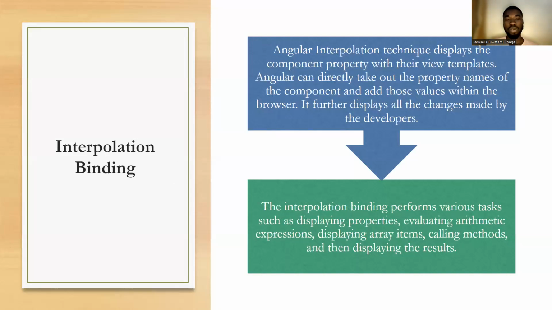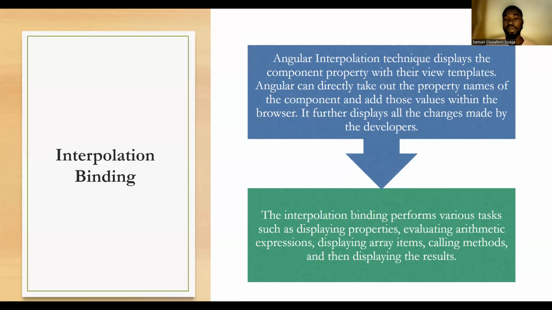One of the types of one-way data binding is interpolation binding. Interpolation binding displays the component properties within their templates. Angular can directly take the property names of the components and add those values within the browser. It further displays all the changes made by the developers. The interpolation binding performs various tasks, such as displaying properties, evaluating arithmetic expressions, displaying array items, calling methods, and then displaying the results.